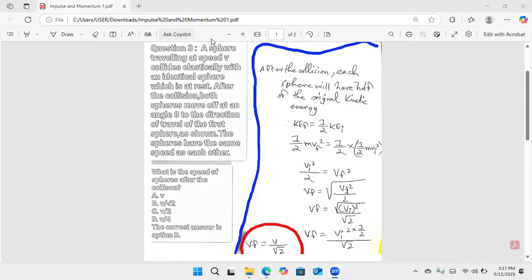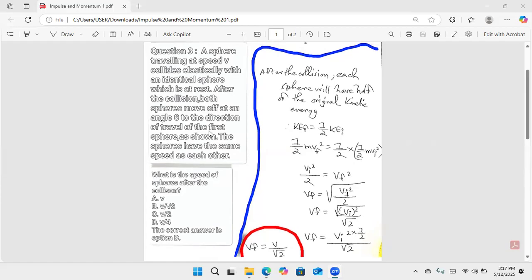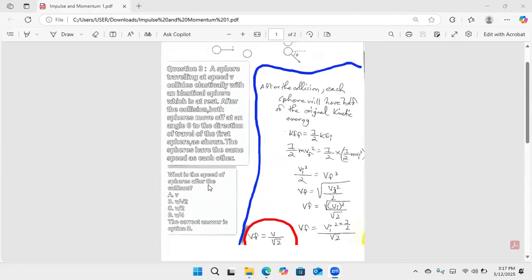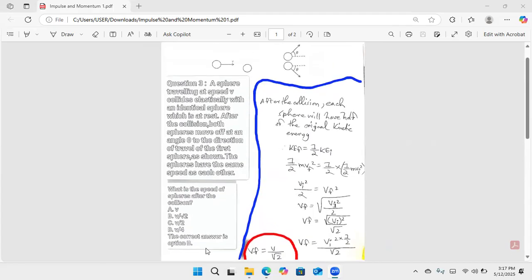In question 3, a sphere traveling at speed v collides elastically with an identical sphere which is at rest. After the collision, both spheres move off at an angle theta to the direction of travel of the first sphere, as shown. The spheres have the same speed as each other. What is the speed of the spheres after the collision?